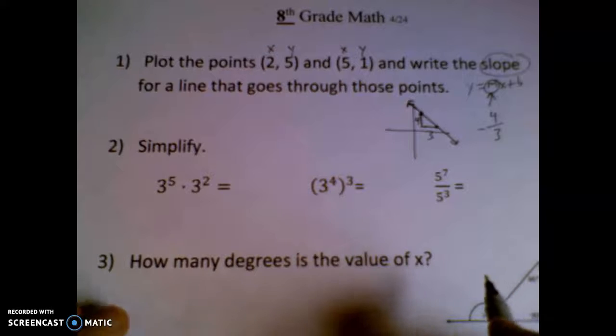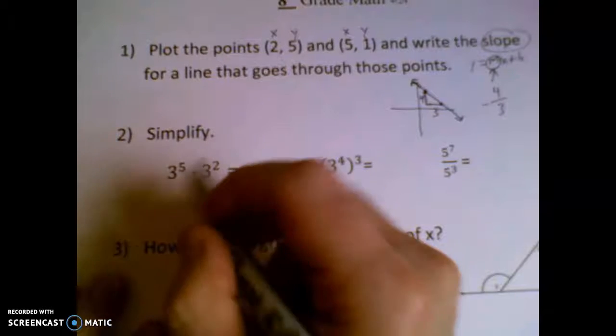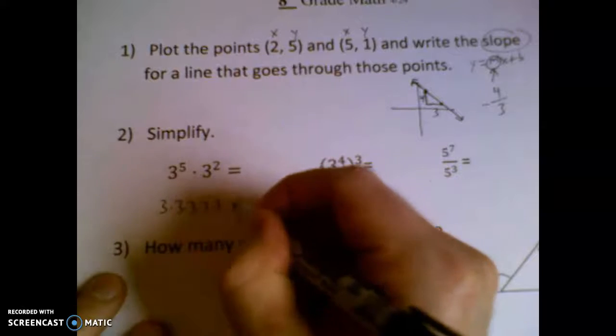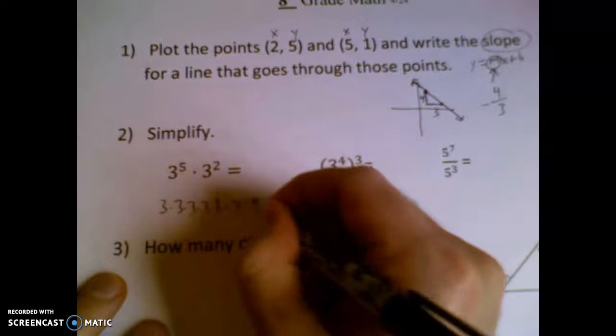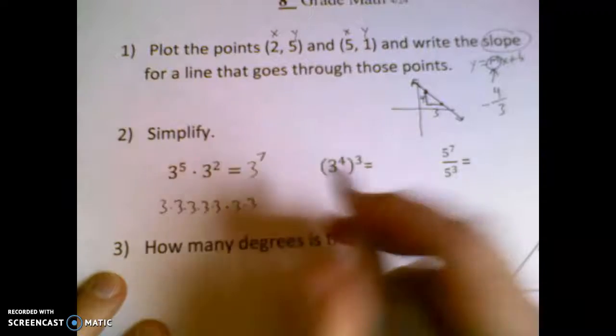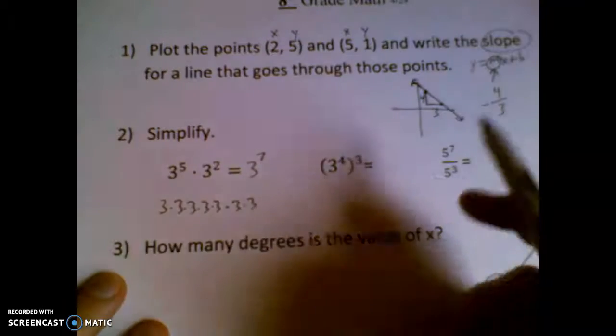Number 2, looking to simplify the exponents. So if I do this the long way, 3 to the 5th means you're multiplying 3 a total of 5 times, times 3 to the 2nd, and you look to see how many 3's have been multiplied, and there are 7 of them. So the shortcut is just to add your exponents.